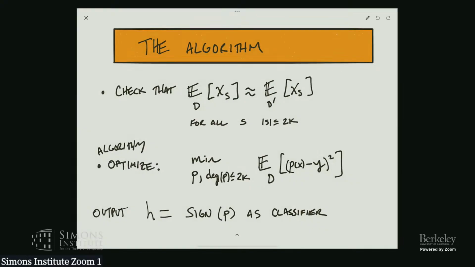Yeah. So here's the algorithm. Here's the TDS algorithm. Again, you check that all of the moments of degree 2k approximately match between D and D prime. And then you run polynomial regression to find the best fitting polynomial with respect to square loss on D. And now put the sign of that polynomial as your classifier.